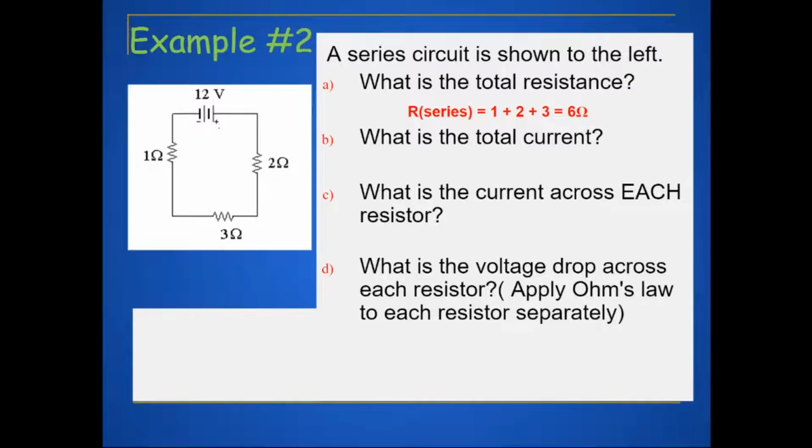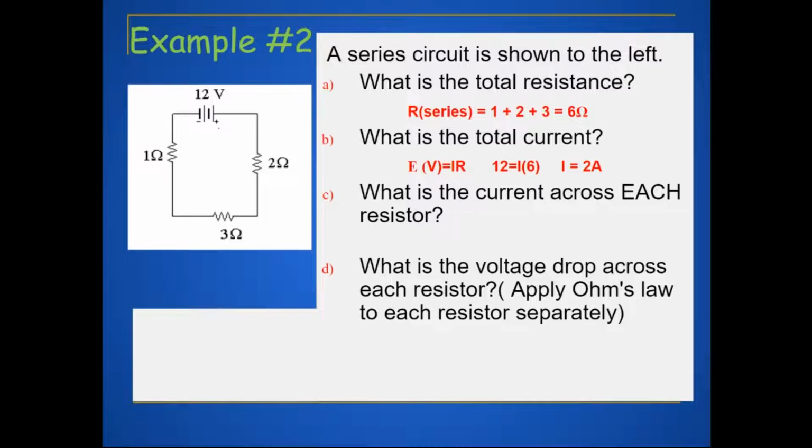So what is the total current? So using Ohm's law, we are going to figure out current, which is I. So I equals E, which is the volts, divided by the resistance. We just figured out what resistance was, which is 6 ohms. We know what the E, or the volts, is according to the diagram, which is 12. So I equals 12 divided by 6. So I is going to be 2 amps. That is the total current for this example.